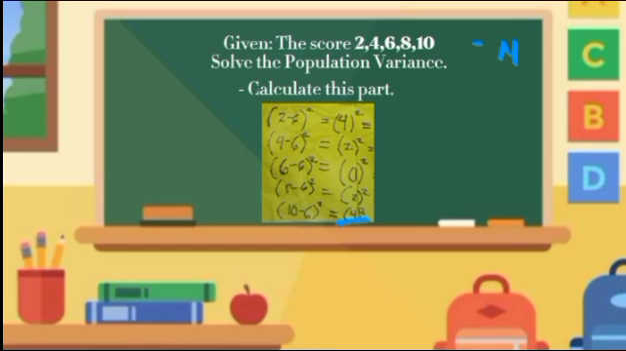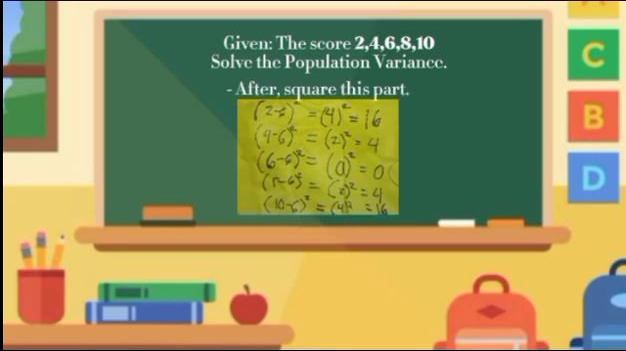Very good. So now, after getting this result, square this part. What we are going to do is multiply this result by itself. So equals 4 times 4, 16; 2 times 2, 4; 0 times 0, 0; 2 times 2, 4; 4 times 4, 16.